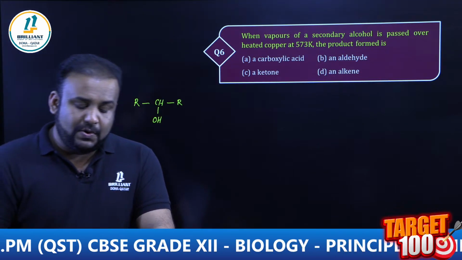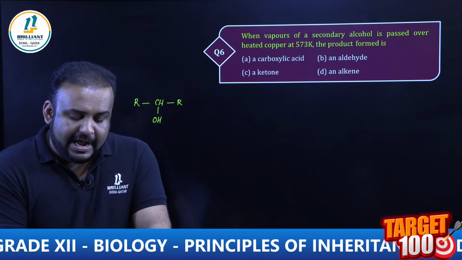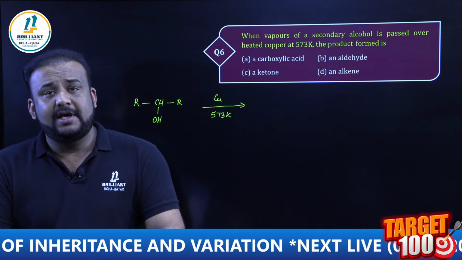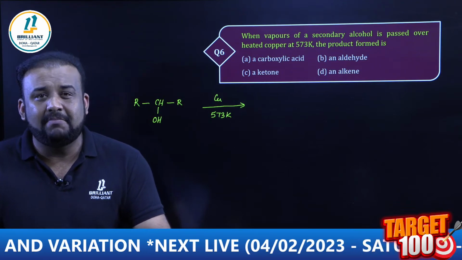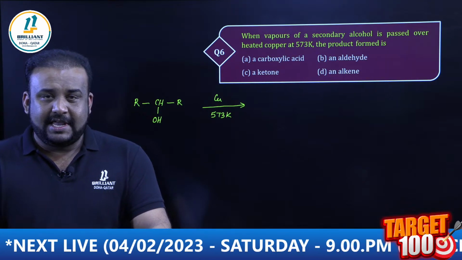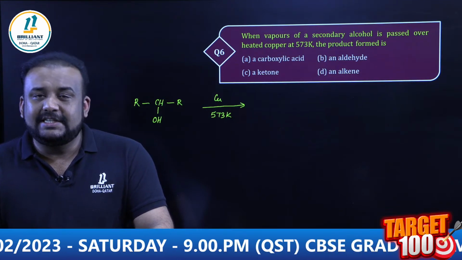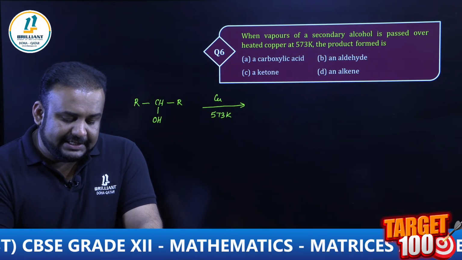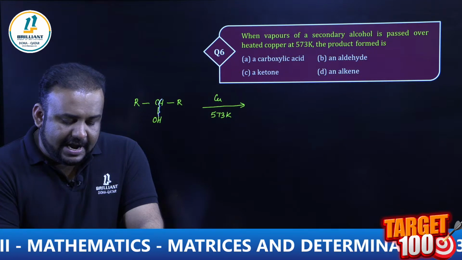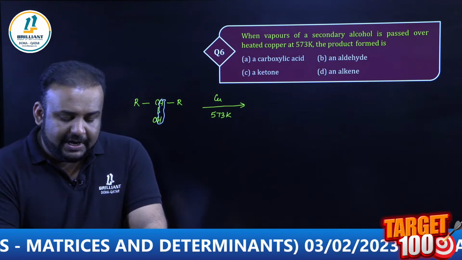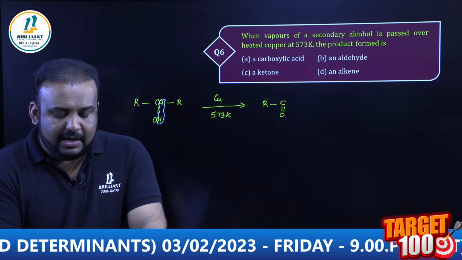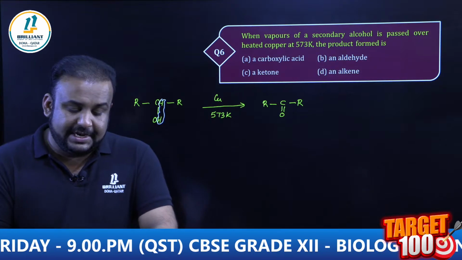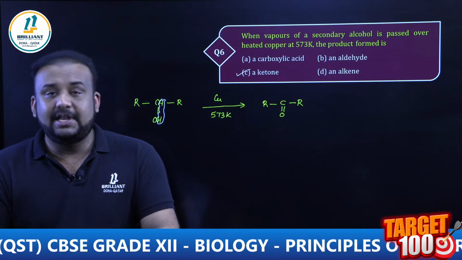That is called secondary. So in case of secondary alcohol and you are passing copper at 573 Kelvin, remember this reaction you have studied under the name dehydrogenation. Catalytic dehydrogenation. Why is it called dehydrogenation? Because here removal of hydrogen takes place. So in this case, what is going to happen is this hydrogen and this hydrogen will be removed. And what are we getting after that? We have RCOR. What is RCOR? It is ketone. So here the right answer is ketone.